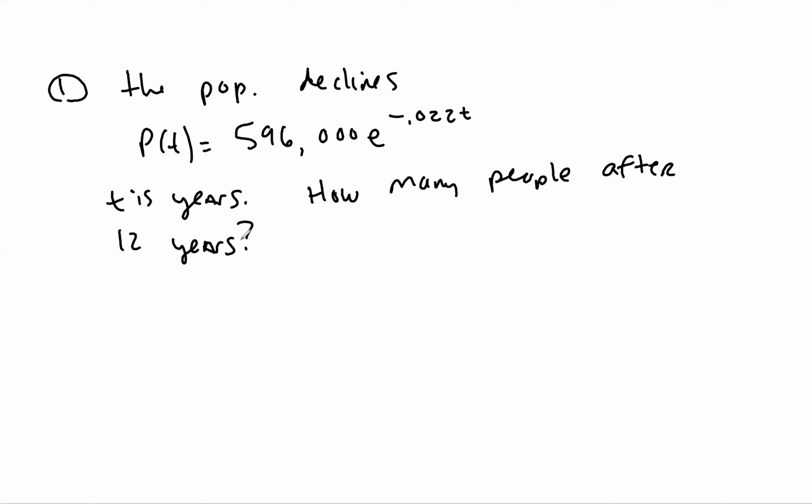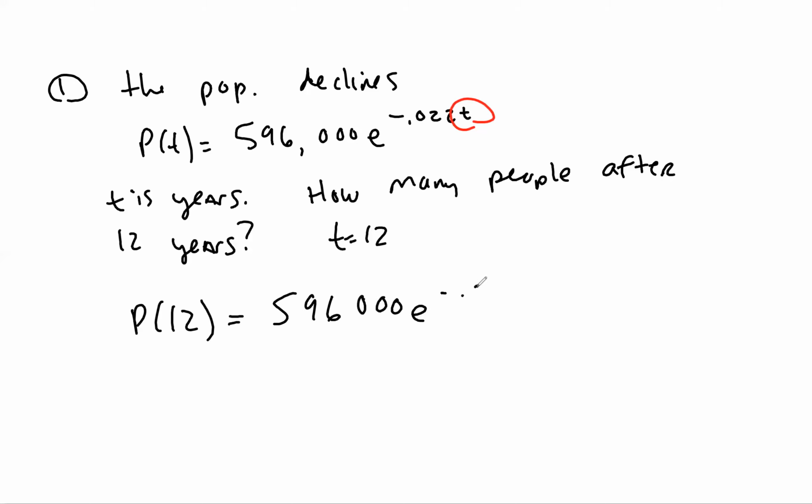Okay, and so this one's a very straightforward plug and chug. So in this case, t is equal to 12. I'm going to take the function that they give me, replace this t with the number 12, and type it in. So I'm going to have p of 12 equals 596,000 e to negative 0.022 times 12.